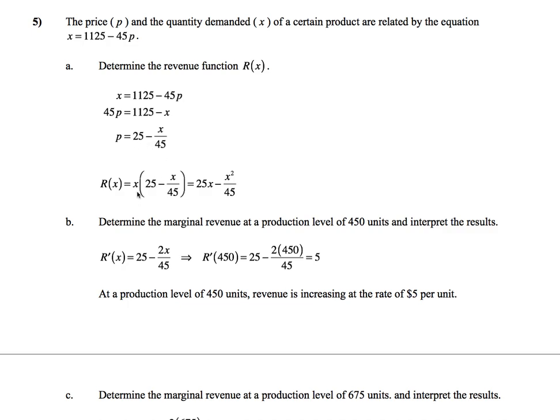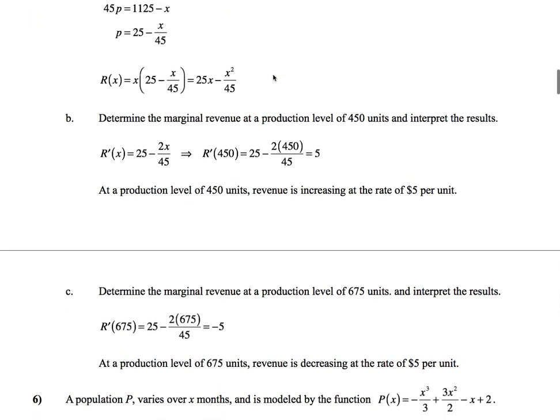And so, we multiply quantity times that price, and the x times the 25 is 25x, and the x times the x here is x squared. So our revenue function is 25x minus x squared over 45. That's part A of the question. Determine what the revenue function is.